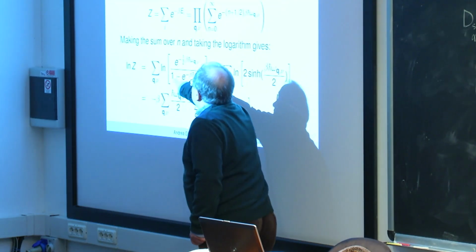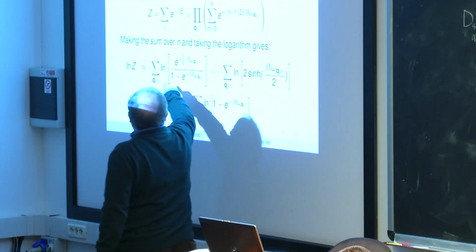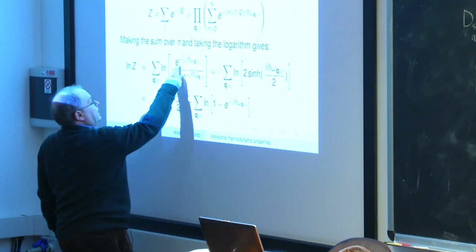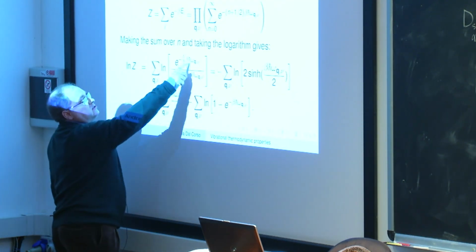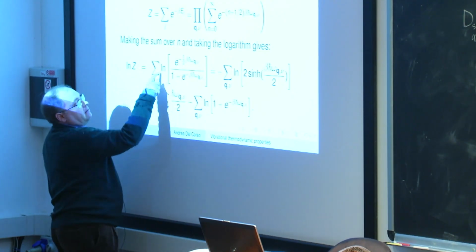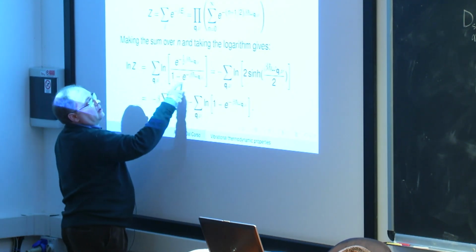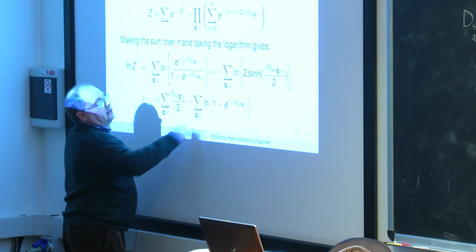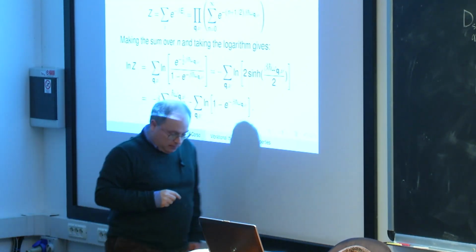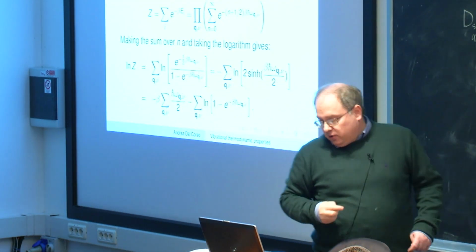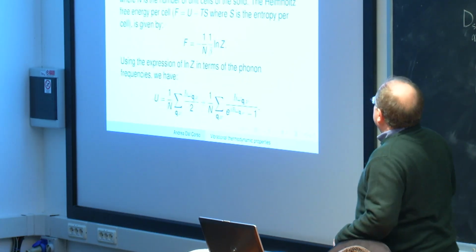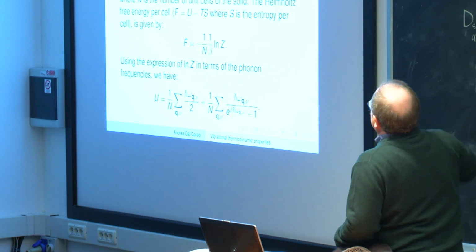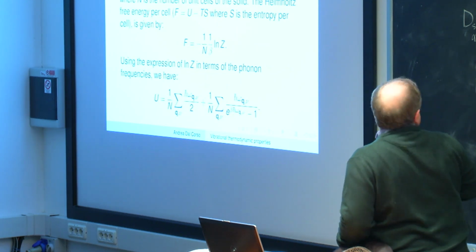Or you can develop the logarithm, and so you develop the first term, and it gives beta divided by 2 h bar omega, and then minus the logarithm of the denominator. They are all equivalent expressions. And basically, the vibrational energy of the solid can be written like this.